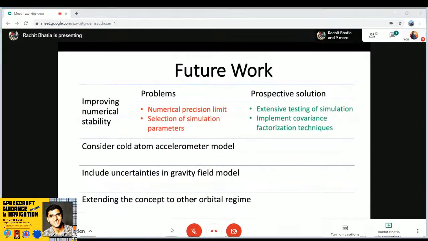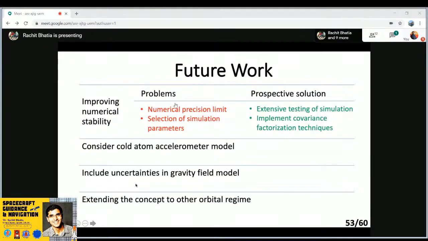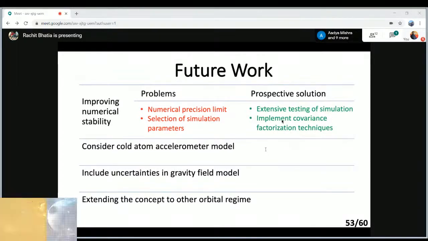For future work, we can include more uncertainties, have more orbital regimes, and have more extensive testing of the simulation. So those are some of the future work.